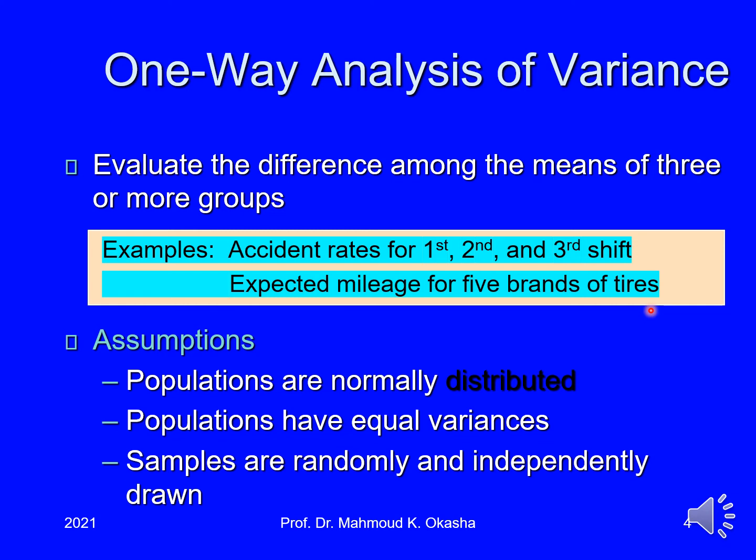The third assumption is that the samples are randomly and independently drawn. So when we have a big piece of land, divided into pieces of 50 or 100 square meters, we assign the levels to these pieces of land randomly. That's an assumption and should be valid here.